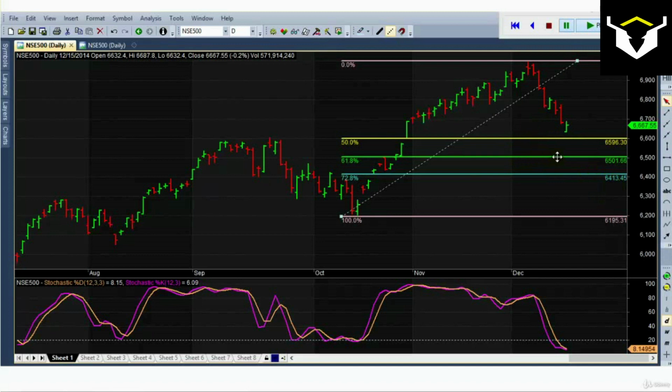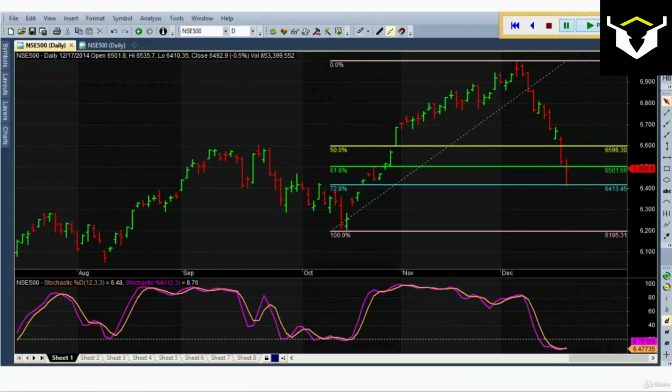Now I already said round numbers act as important support and resistance, so 6,500 might as well act as a strong support, but we don't know. Since 61.8 is an important retracement ratio, I would bet 6,500 will act as a support. Let's go ahead and see. Prices have reached 65. Prices fell below 65 and hit 72.8 and recovered strongly.